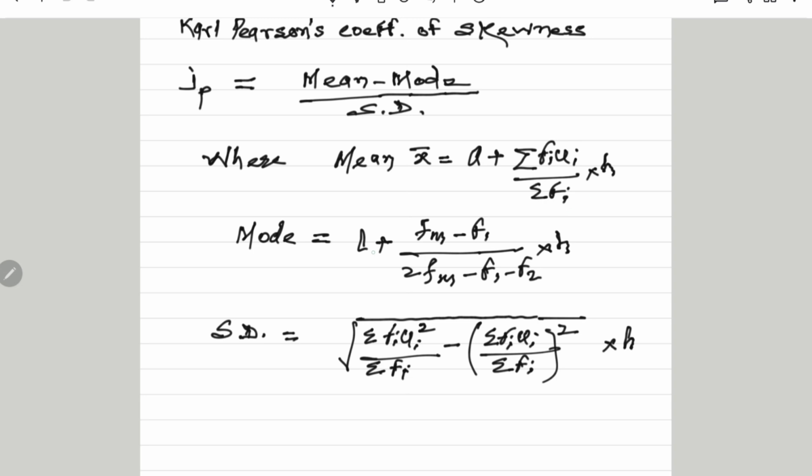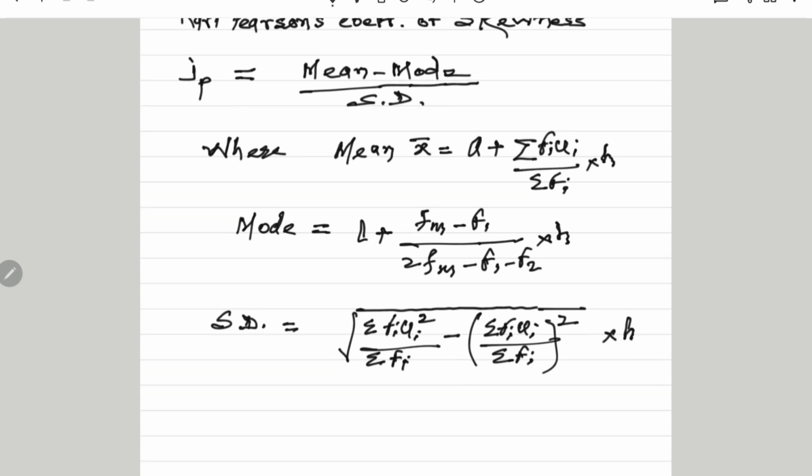Mode is equal to L, the lower limit of the modal class, plus fm minus f1 divided by 2fm minus f1 minus f2, into h. And standard deviation is equal to the square root of summation fi ui square divided by summation fi, minus in bracket summation fi ui divided by summation fi, bracket raised to 2, and into h. These three values we have to find, so we make a table as shown.